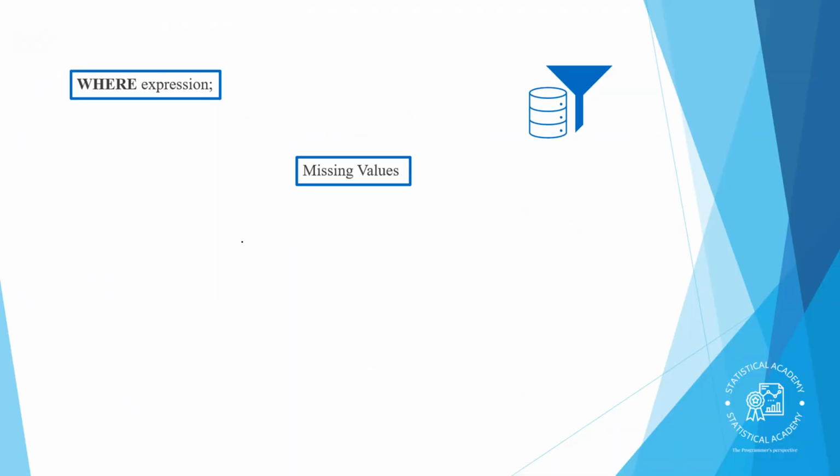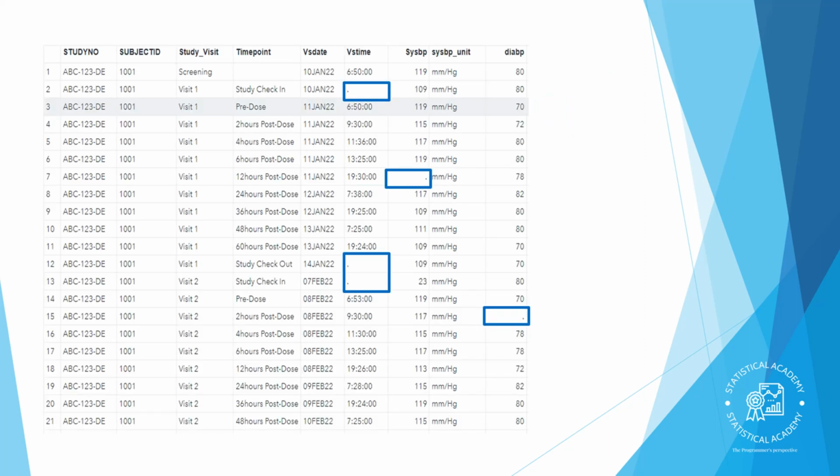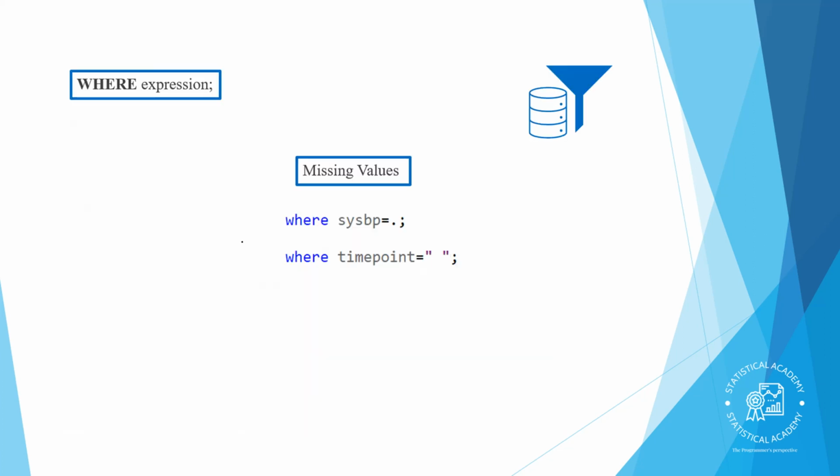Let's talk about some special where operators that you can use in expressions. Suppose you wanted to filter your data by missing values. As you can see here in this example, there are some missing values for VS time, SysBP, DiaBP and time point. You could write an expression where variable is equal to a period for a numeric missing value or a space enclosed in quotation marks for a character missing value. But a simpler option is to use the IS MISSING or IS NOT MISSING special operator. This code can be used for either numeric or character missing values.